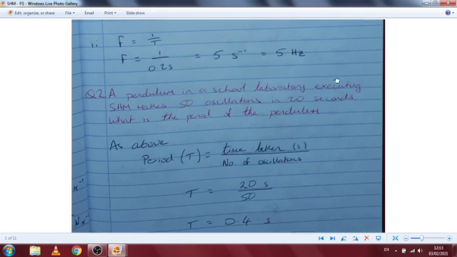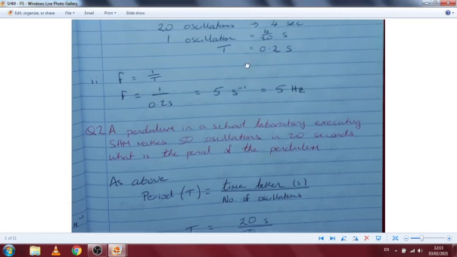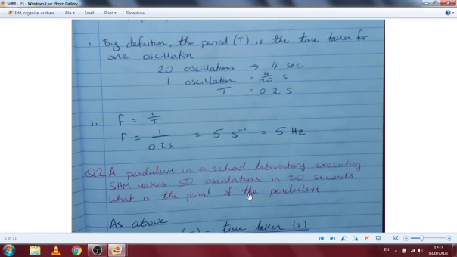So question 2, a pendulum in a school lab executing simple harmonic motion makes 50 oscillations in 20 seconds. So again, they give us this background just to know that it's simple harmonic motion so that we can use our formulas. So what is the period of the pendulum? Similar to above, if I want to know what the period is, it's the time over the number of oscillations.